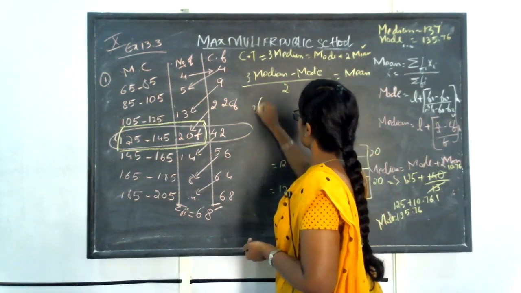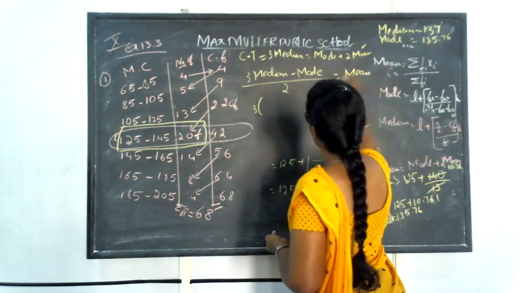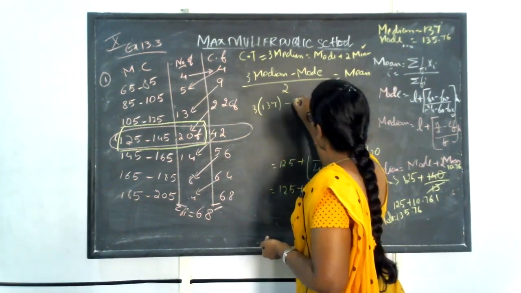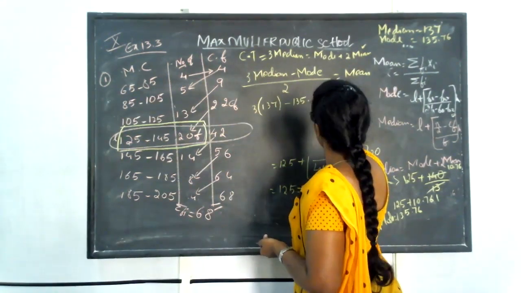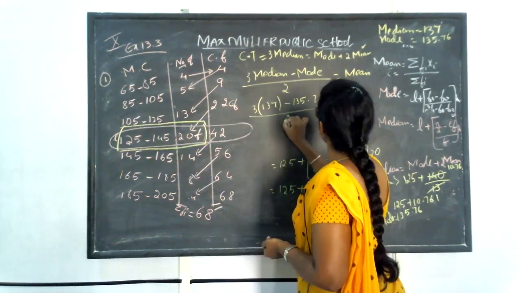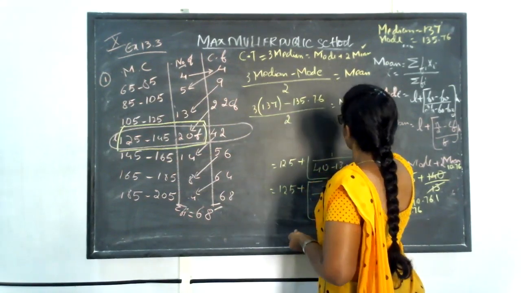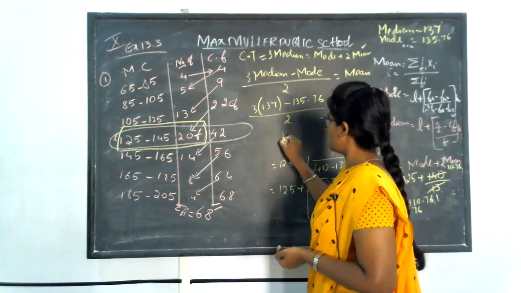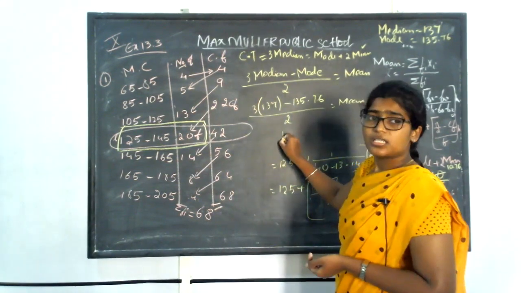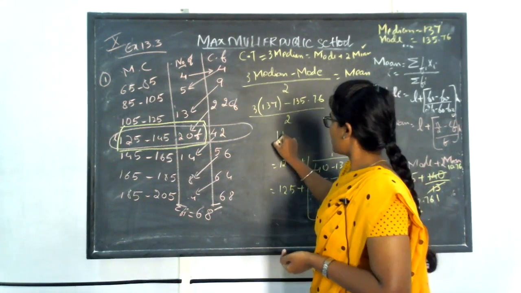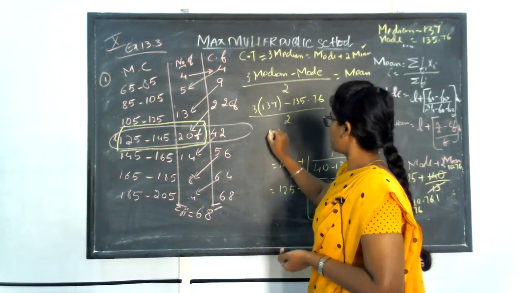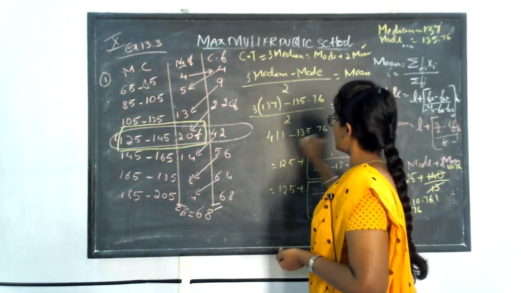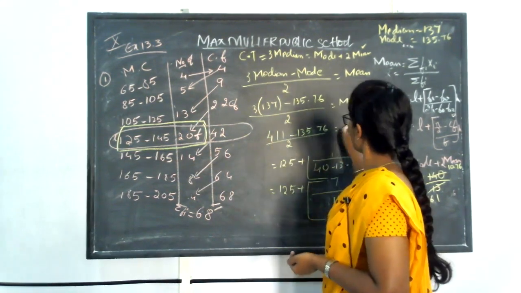So it is 3 into median, which is how much? 137. Minus mode, which is how much? 135.76. Whole divided by 2 is equal to mean. Multiply: 3 sevens are 21, 2 carry 3, 3 threes are 9, 9 plus 2 is 11, 1 carry 3, 3 ones are 3 plus 1, 4. Minus 135.76, divided by 2 is equal to mean.